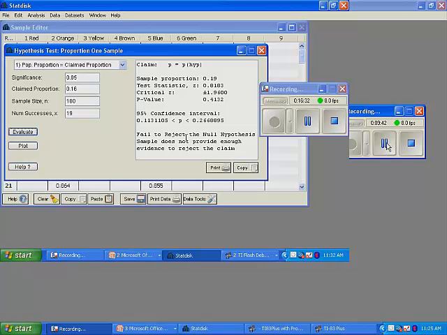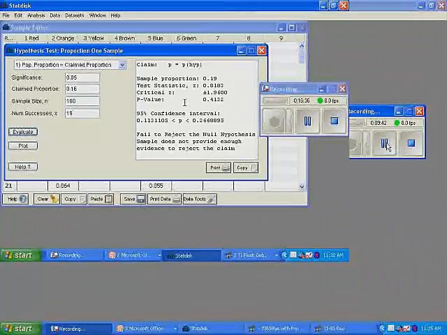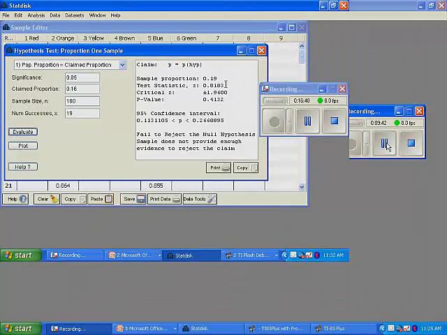Why does it say fail to reject? One reason is because the p-value is higher than 5%. What's another reason? The test statistic is not in the tails. So we're seeing all 3 methods at work here. This is a nice program.